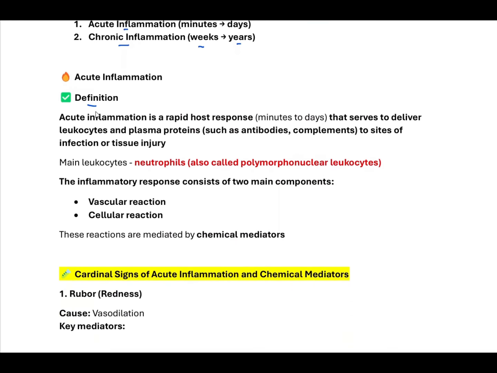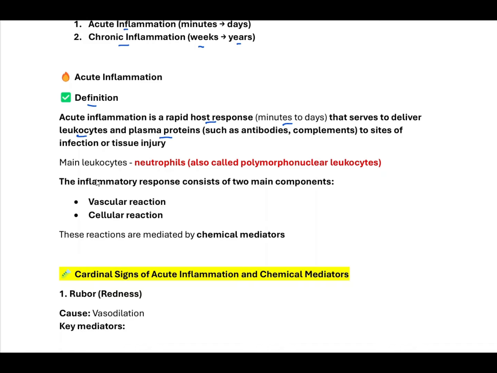By definition, what's acute inflammation? Acute inflammation is a rapid host response, like we mentioned earlier, minutes to days, that serves to deliver leukocytes and plasma proteins. Examples of these plasma proteins include antibodies and complement, and it's going to deliver them to the site of infection or injury so that it can deal with those infections at that site.